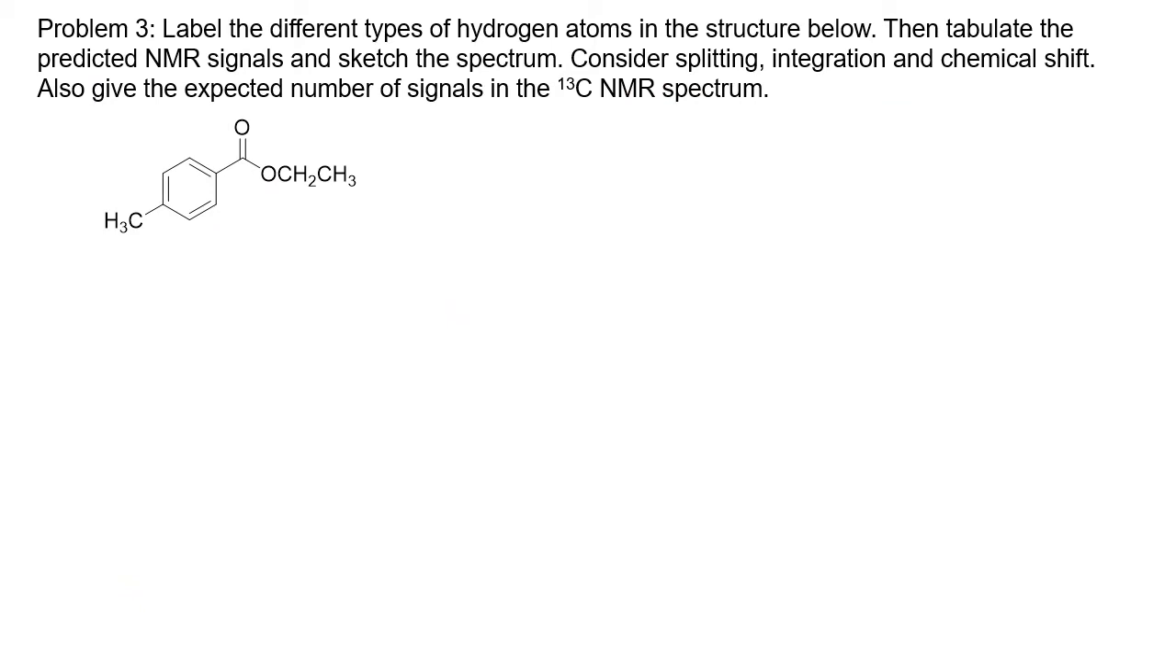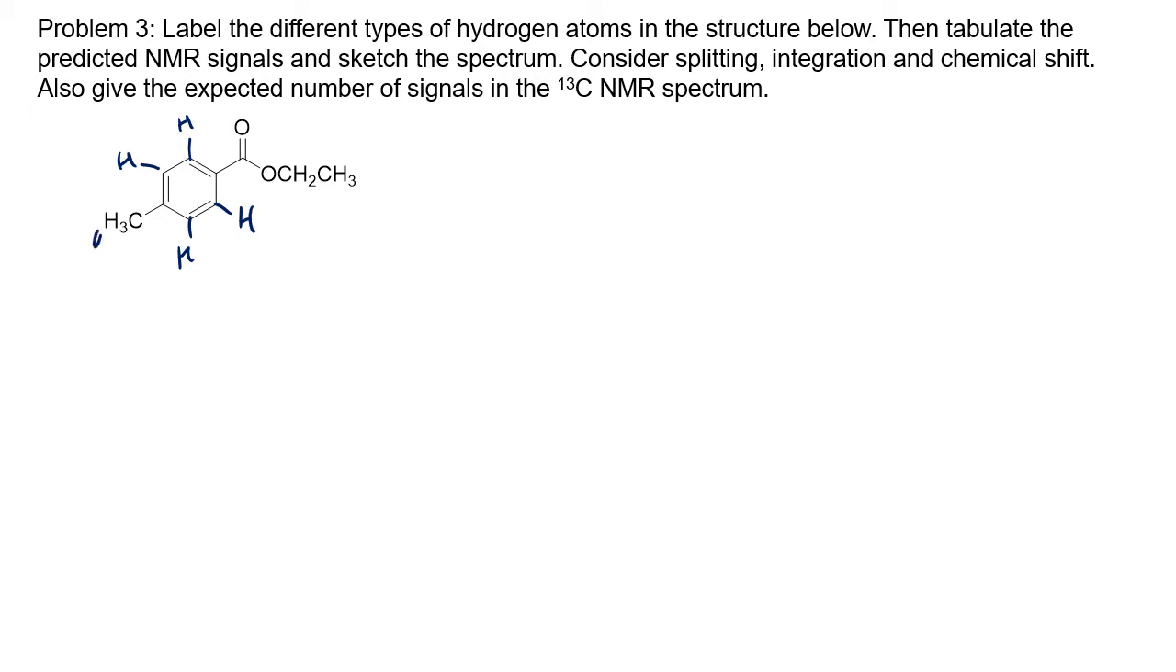All right, problem 3 is to label the different types of hydrogen atoms and then tabulate the predicted NMR signals, that would be proton NMR signals, and sketch the spectrum. So let's go ahead and label all these different types of hydrogens. We're going to have the implied hydrogens on these positions. And as we go across, we'll start on the left-hand side here.